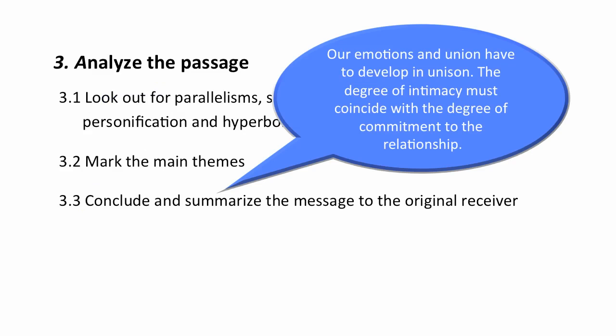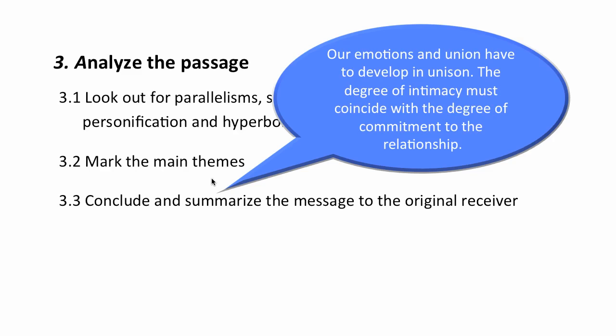And if we analyze or conclude and summarize the message, one can say our emotions and union have to develop in unison. The degree of intimacy must coincide with the degree of commitment to the relationship. So we've determined in number 1, 3.1, the parallelisms, the personification. The main theme is the woman. She's talking about her beloved.